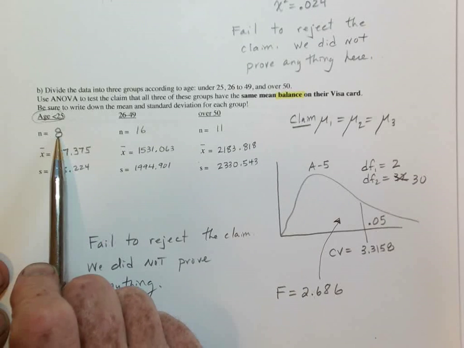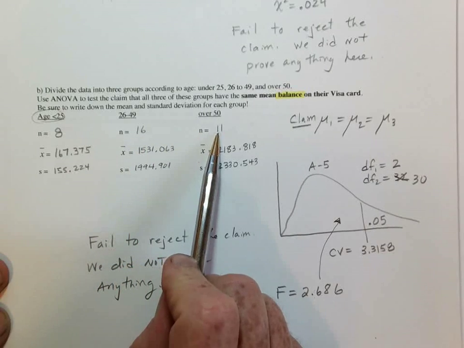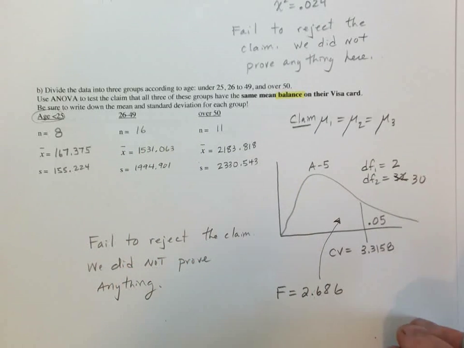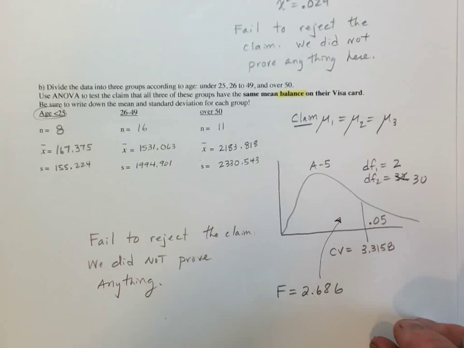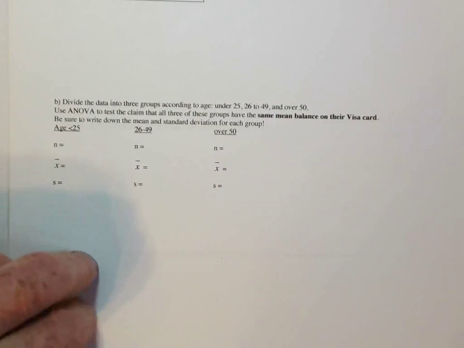Now, maybe if this would have been 80 people and 160 people and 110 people, that would be enough evidence to prove a difference. But with this, we got failed to reject. All right, on to the next one.